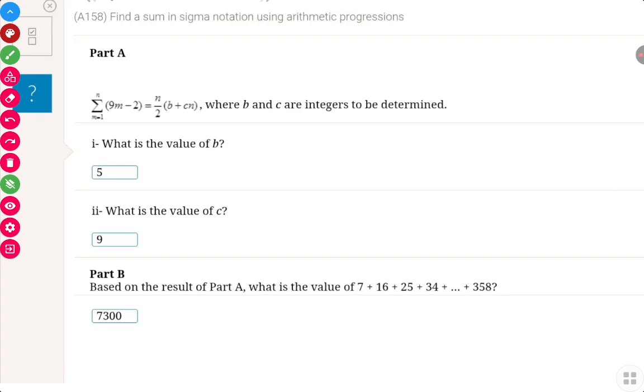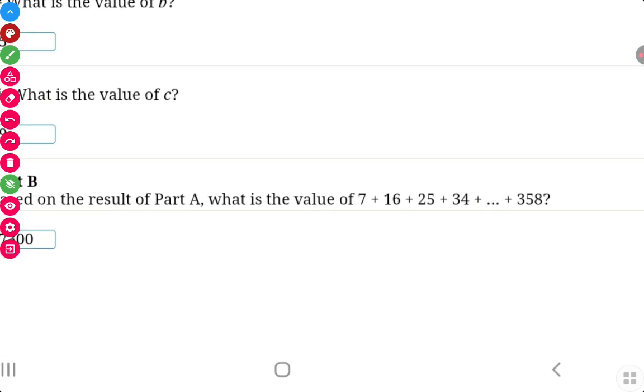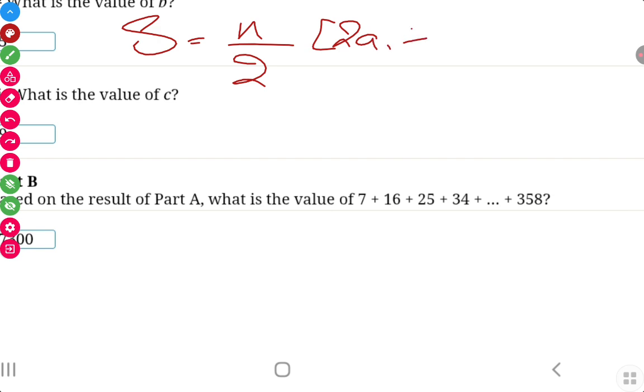Now they want us to find the value of this progression. When they say value, they mean they want the sum. So to find the sum, we use the same equation, n over 2 times 2a1 plus n minus 1 times d. Now we have the same problem as the question before.